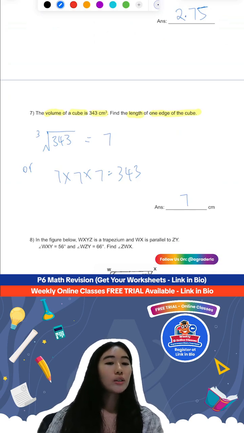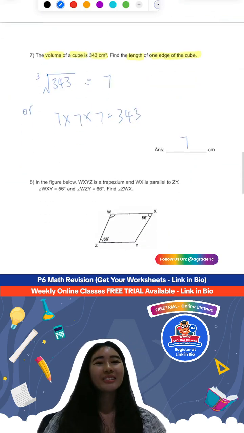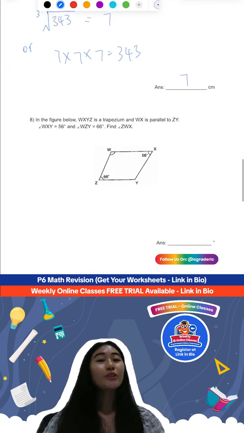Okay. Why do you need to learn differentiation as P6? No, of course not. All right. That is a secondary school question. Yeah.